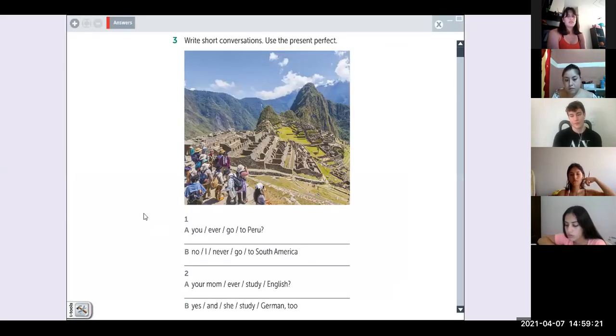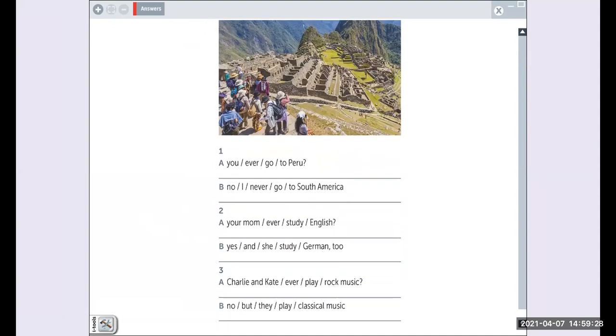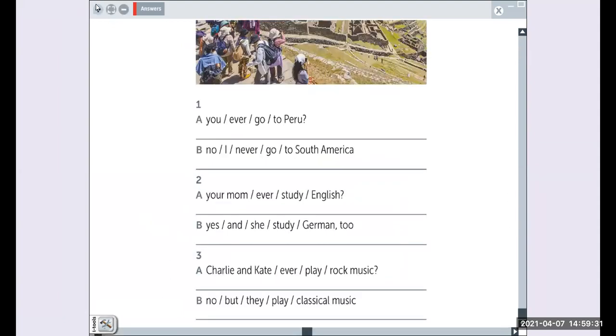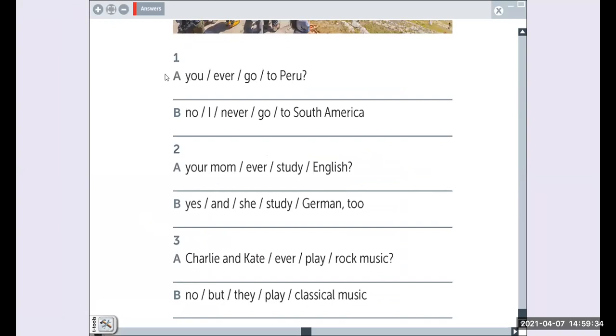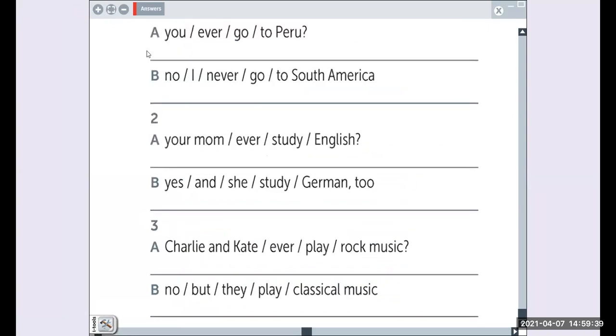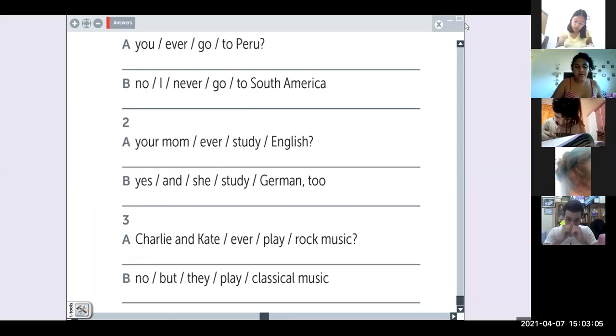Exercise number 3. Write short conversations. Use the present perfect, it says. So here we have the sentences. We have some words. You need to order the words to form questions and answers. Okay, so I'm going to give you a minute so you can do it by yourself, and then we can check. Let's check your conversations. We're going to start with number 1, okay? Please, Liliana and Marian, can you do the first conversation?